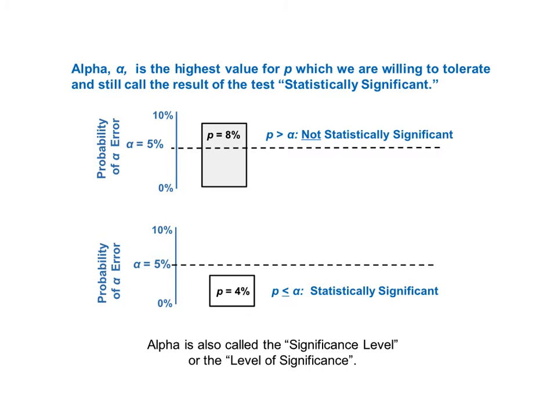You can see why alpha is called the significance level, or the level of significance. It is the level of P which defines the difference between a result that is statistically significant from one that is not.